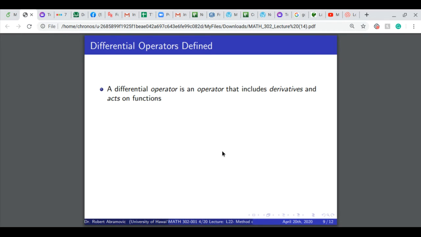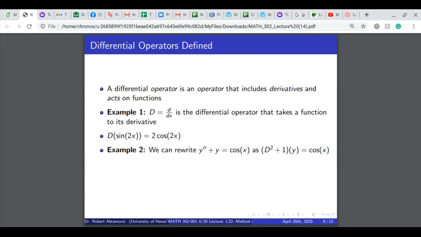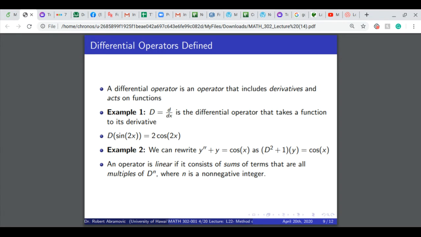A differential operator is an operator that includes derivatives and acts on functions. D is d/dx, an operator that takes the function to its derivative. D of sine of 2x is 2 cosine of 2x. That just means differentiate that function. We can rewrite y double prime plus y as d squared plus 1. That means act on a function by differentiating and then differentiate again. Add 1, we get cosine x.